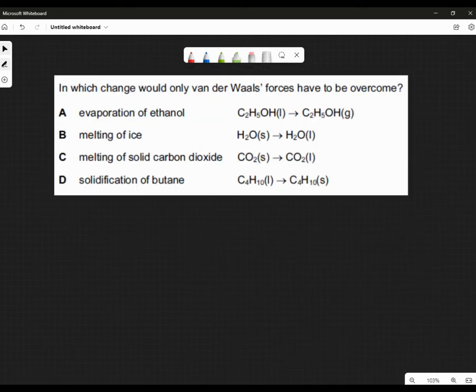And this is a nice easy one, which is only van der Waals are being overcome. Well, anything to do with ethanol has hydrogen bonding, so it's not that one. Anything to do with water has hydrogen bonding. If we melt solid carbon dioxide, we are breaking van der Waals. Now, it could have been butane, couldn't it? Because this involves van der Waals as well. But as you see, they're going from liquid to solid. So this one is overcoming van der Waals. So it must be C because we're overcoming them. In D, we're making them. So it can't be D. So the answer is C.